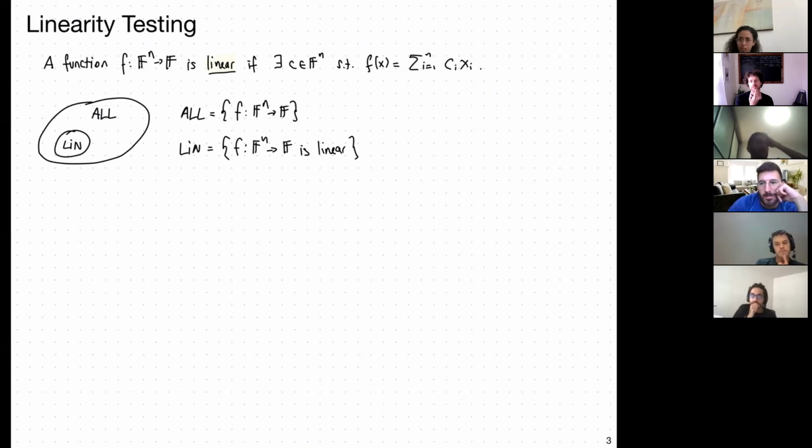Exactly. So Philip is writing 2 to the 2 to the n, and that's correct if F is {0,1}, like F2, but F could be of arbitrary size, so the number of all functions is |F| to the |F|^n. Why? Because we have a truth table of size |F|^n, and we have |F| options for each one of the indices. So we have |F| options for the first value on the hypercube and |F| options for the second value, and so on and so forth. Okay, this is nice and well. And how many linear functions do we have?